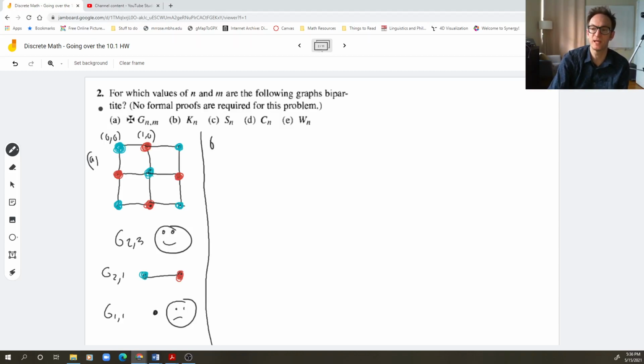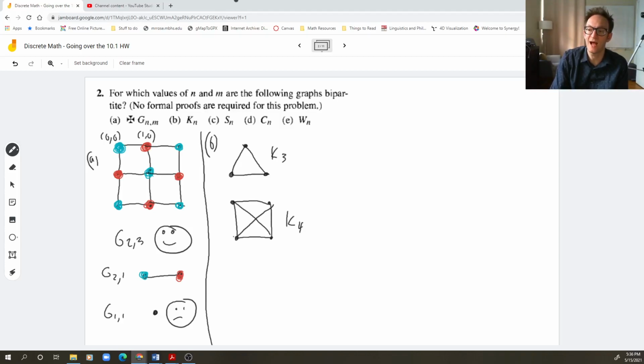Let's do part B. What's part B? Part B is K sub n, the complete graph of size n. So for what values of n is the following graph bipartite? Here I want to say never. Once again, we can draw K3. What is K3? It's the complete graph with 3 vertices. What's K4? It's the complete graph with 4 vertices, K5, etc.